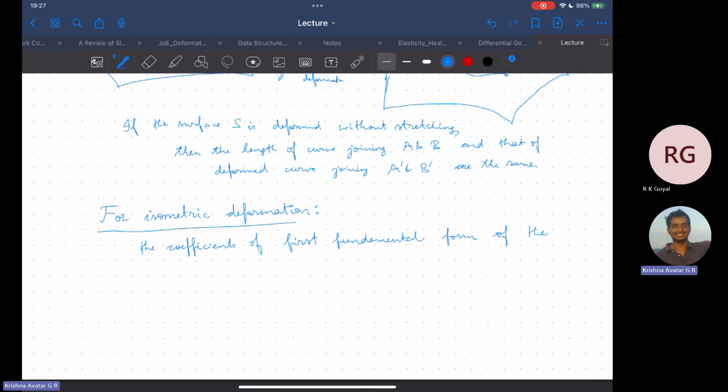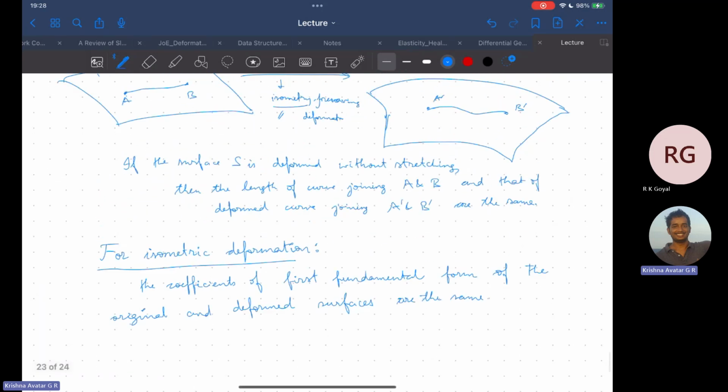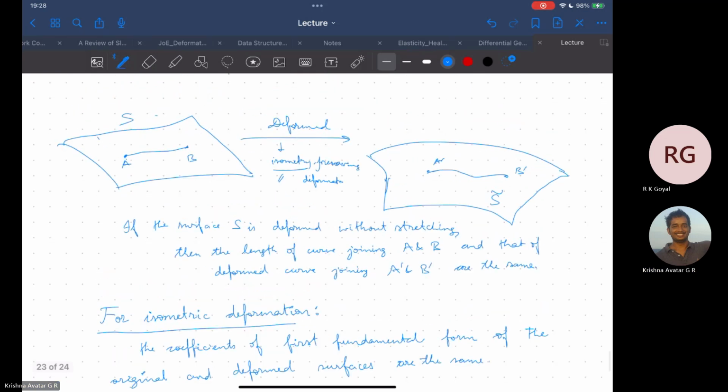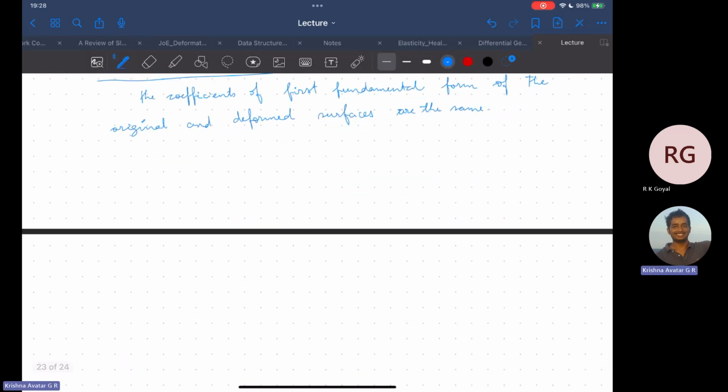So we can say that the coefficients of the first fundamental form of the reference, or I'll just call it original, and deformed surfaces are the same. So if this is S tilde and this was our surface S, then the requirement is that E must be equal to E tilde, F is equal to F tilde.